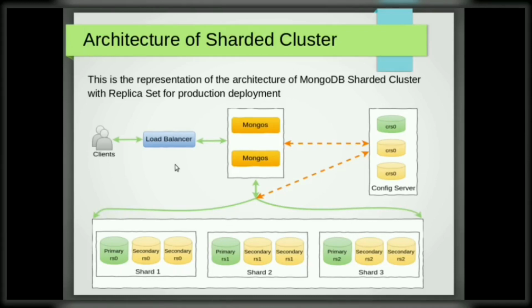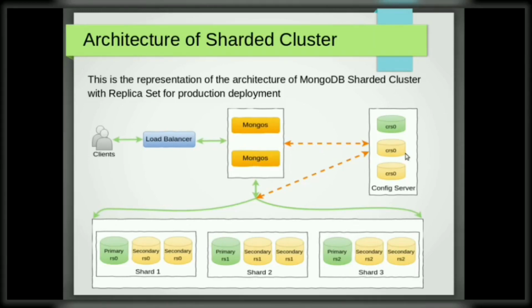So friends, if you can see here in this diagram, we have 2 Mongos processes running on 2 different servers, and these 2 servers are sitting behind the load balancer, where the load balancer is responsible to manage and distribute the traffic between these 2 servers.